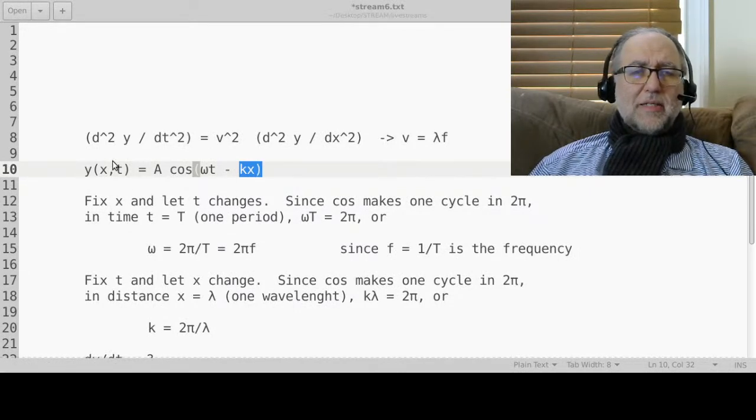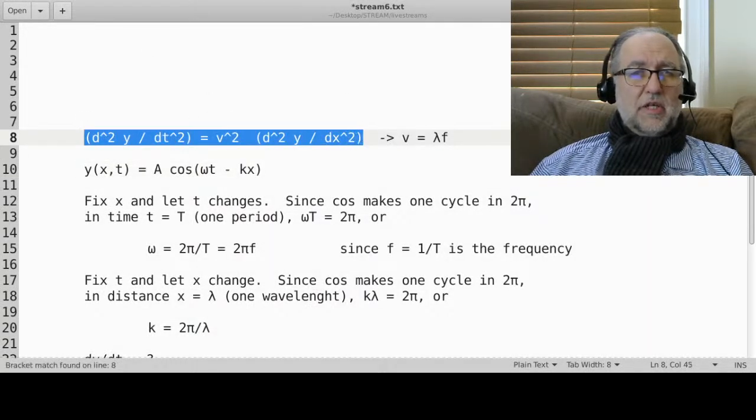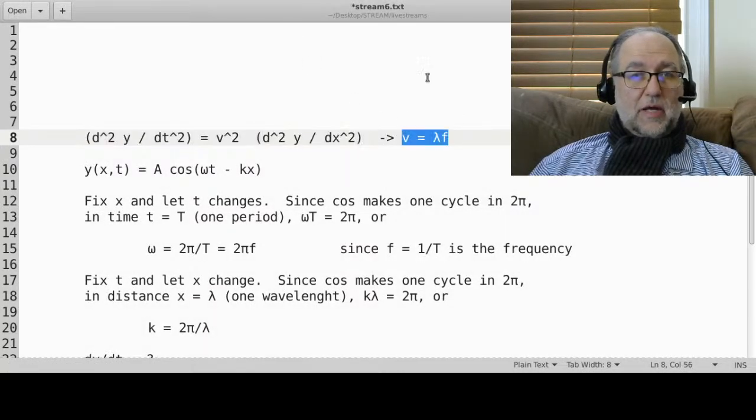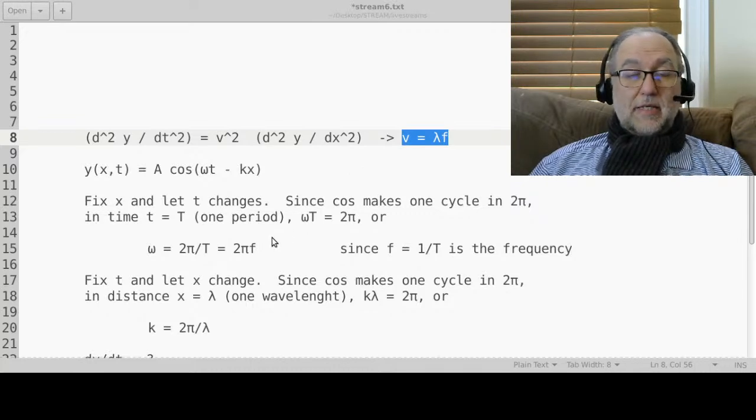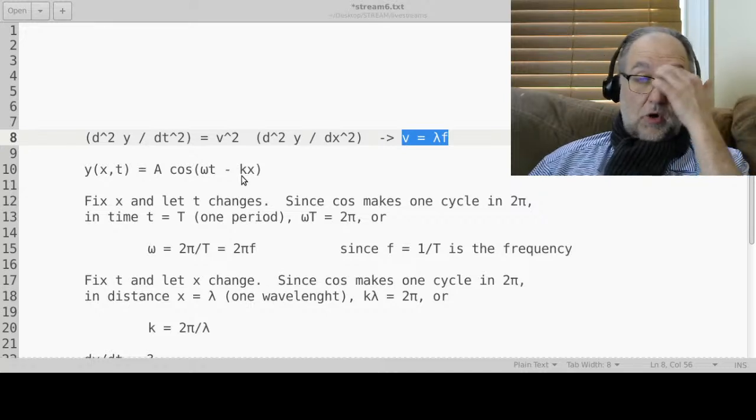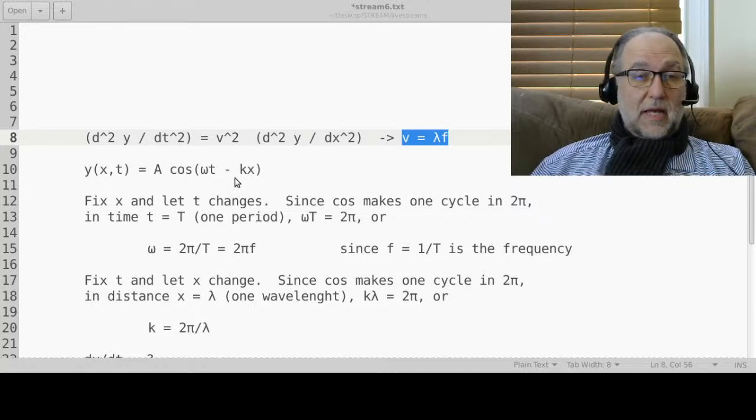If you plug y into that function there and you work through it, you'll actually get this. So that's what I'm going to go over right now. The first thing is you have to understand what this omega is and this k. Omega is known as the angular frequency, and k is known as the wave number.